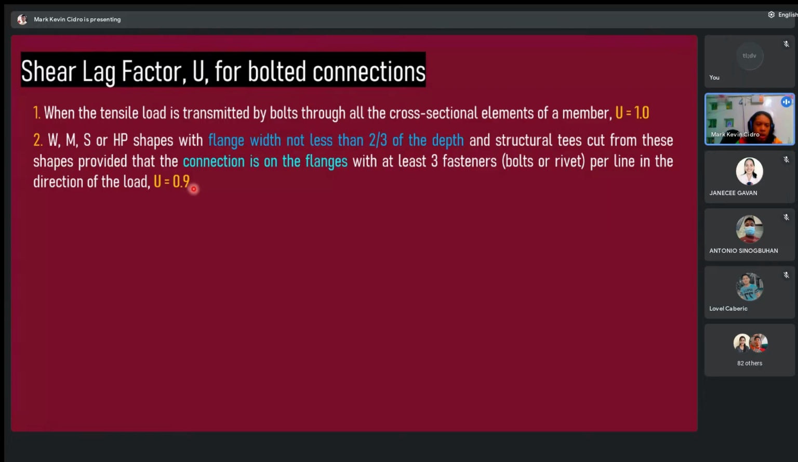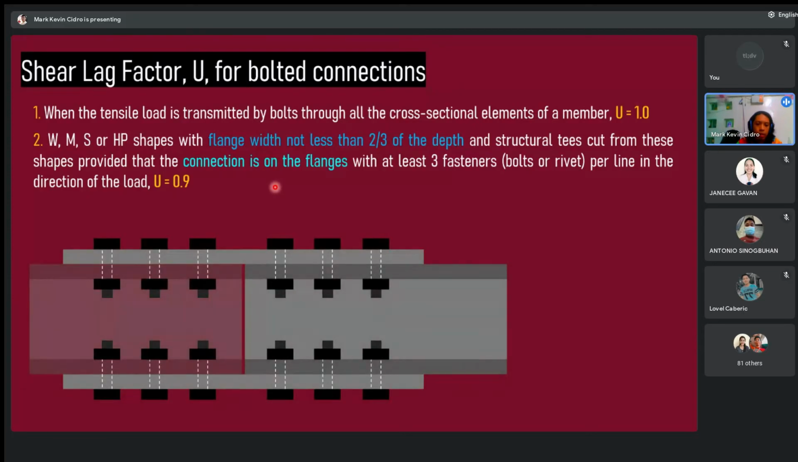What does that mean? I think what you need to remember here is the keyword: the connection is on the flanges. Then the flange width is not less than 2/3 of the depth, the total depth.